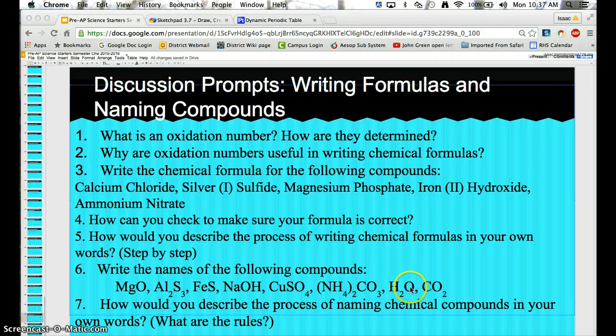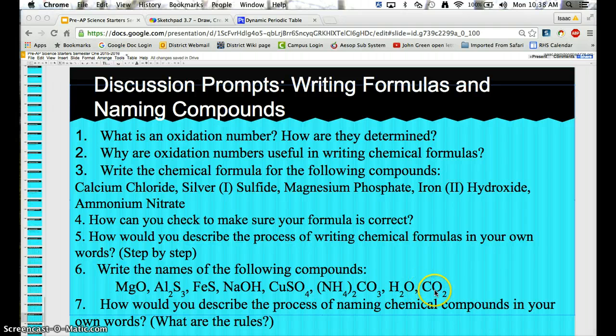And then for the second element, you always use a prefix no matter what. So even if there's only one of them, you're going to add a prefix in front of it. So in this case, we're going to use the prefix mono. So this would be called dihydrogen monoxide, is the scientific name for water. Okay. This is a compound that we're familiar with, and we're familiar with the scientific name, which is carbon dioxide.